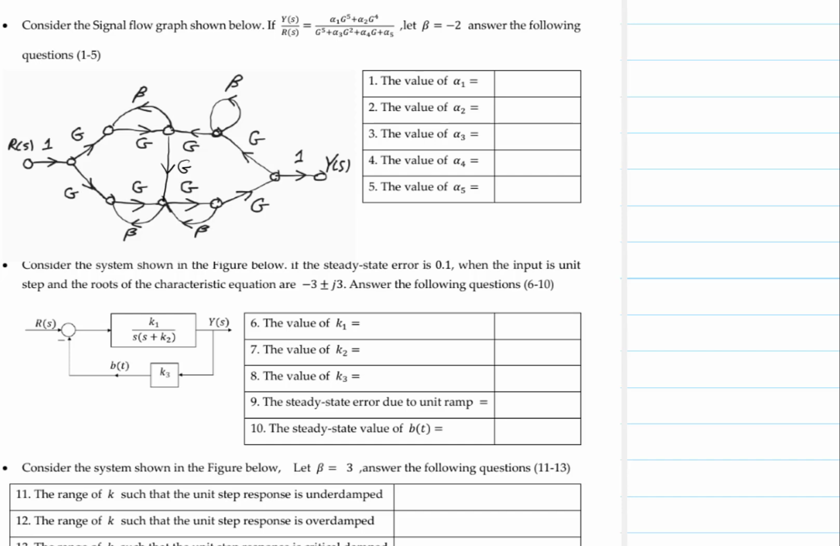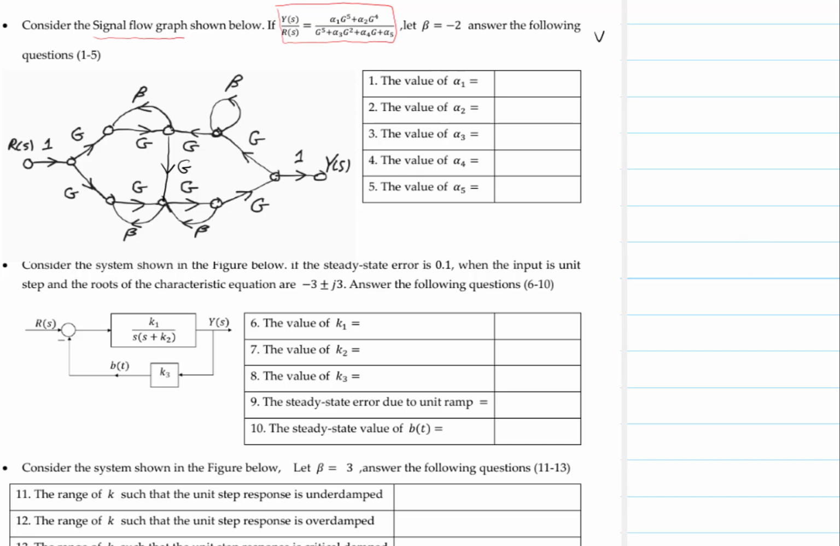So let's solve the first exam, and I will start with question number 1. We're given a signal flow graph with a closed loop transfer function. We need to find certain unknowns alpha 1 to alpha 5. So the first thing, I need to find the closed loop transfer function from the signal flow graph.